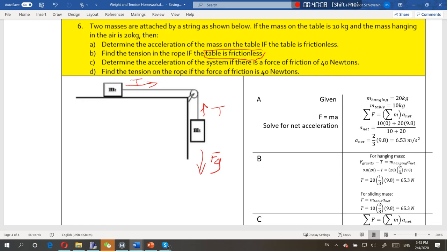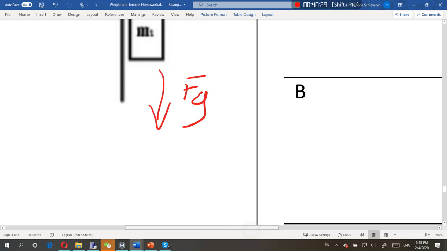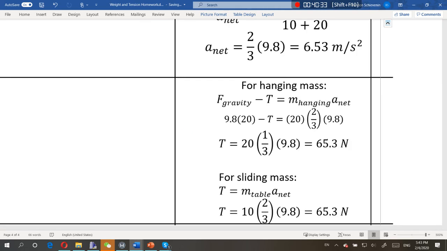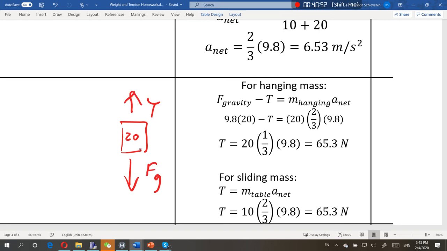If you're looking for the hanging mass, then I can take the force of gravity and subtract the force of tension. And that should give me the total force, right? Yes. My total force would be the mass that is hanging, which is 20 kilograms, times the total acceleration. The acceleration of our whole system we just found was 6.53.